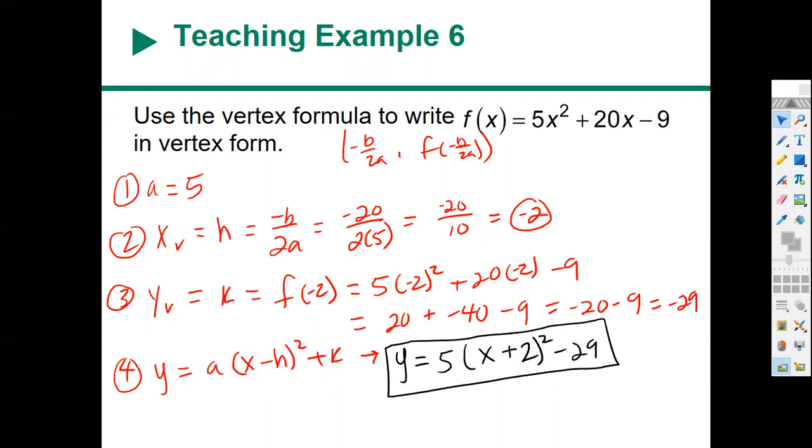All right, questions, comments, concerns? 4 steps. Just got to follow the 4 steps. Okay. Can't really make it any shorter. So that's all I got.